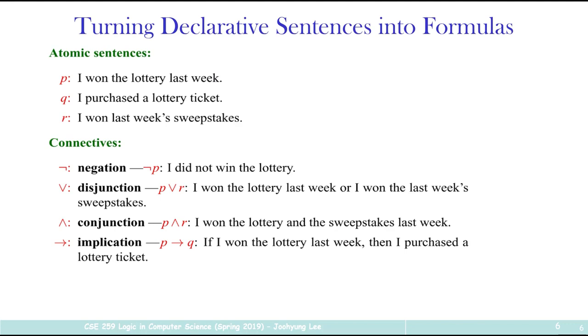There's also implication, and we have talked about implication quite a few times by now. P implies Q. This is the if-then clause. So if I won the lottery last week, then I purchased a lottery ticket. We can write the English sentence in a lengthy way, but we can also write it in terms of these formulas, like P implies Q.